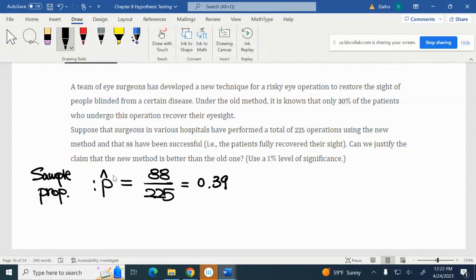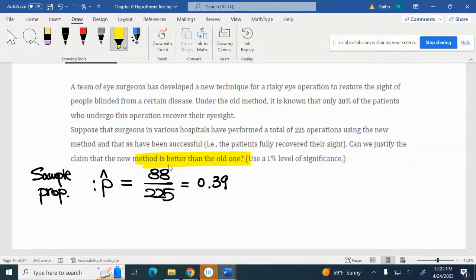What do we want to test? The new method, better than the old one. The old method was known to be 30%, but we have 0.39, 39%. That is a 9% difference. We want to test if the 9% difference is big enough or small enough, right? So that is what we want to test.